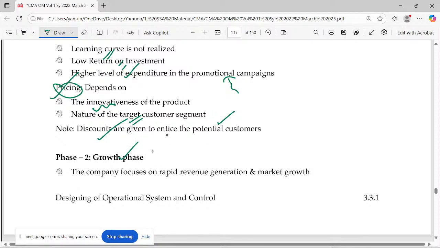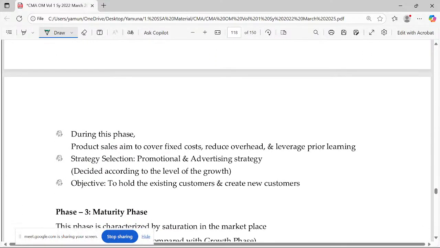Next is the growth phase, where they are expanding on rapid revenue generation, and the market growth also is higher. During this phase, product sales aim to cover the fixed cost. Please highlight. There we were saying that the learning curve is not realized. Here we say that we now recover the fixed cost. We'll try to reduce the overhead because the sales volume will be increasing now. And leverage prior learning, so we'll understand what the demand is going to be in future. And in strategic selection, we will not go too much into advertising and promotion, but we'll still plan it. We cannot totally stop.